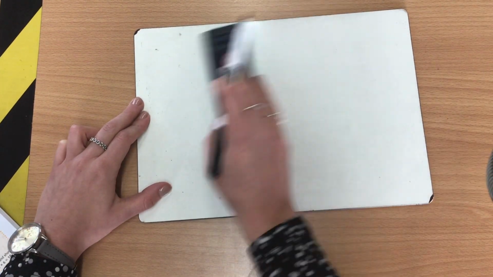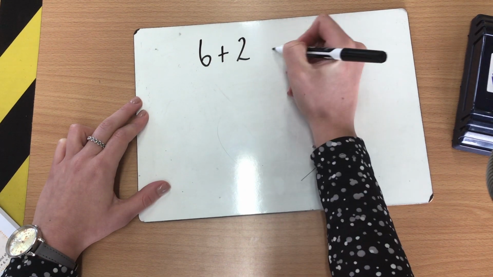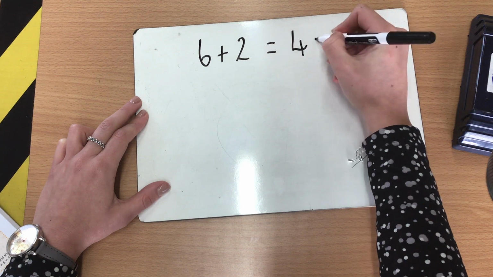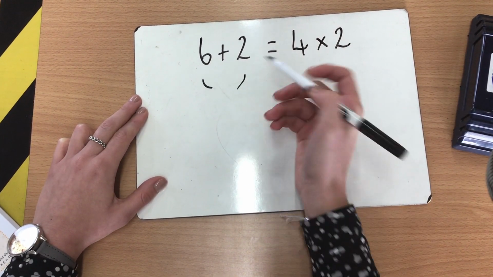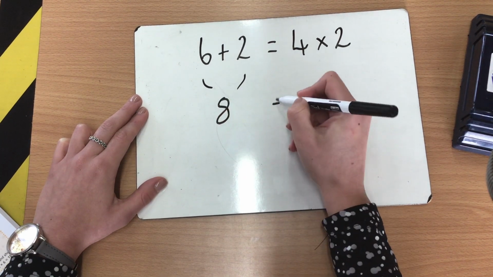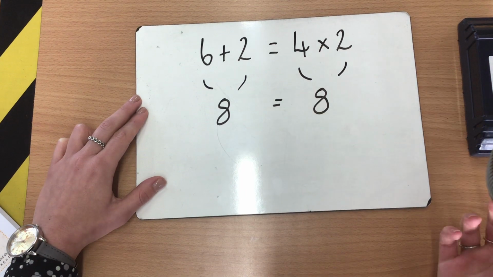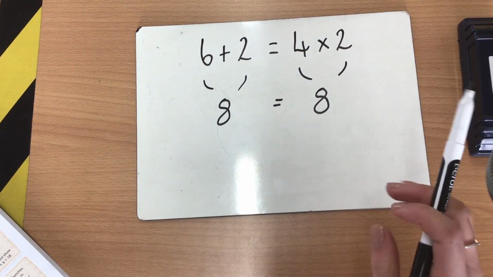So we could look at this by saying that 6 add 2 equals 4 times 2. And the reason that works is because if we add 6 and 2, we get 8. And if we multiply 4 by 2, we get 8. So this is a balanced equation. That equals sign works because it's the same on each side. Let's look at a different one.